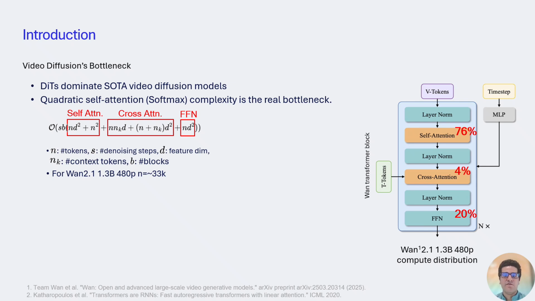For instance, in Wan 2.1 1.3 billion, at a modest resolution of 480p, roughly 76% of the compute burden is associated with self-attention, while this proportion becomes even more overwhelming with higher resolutions and longer videos.